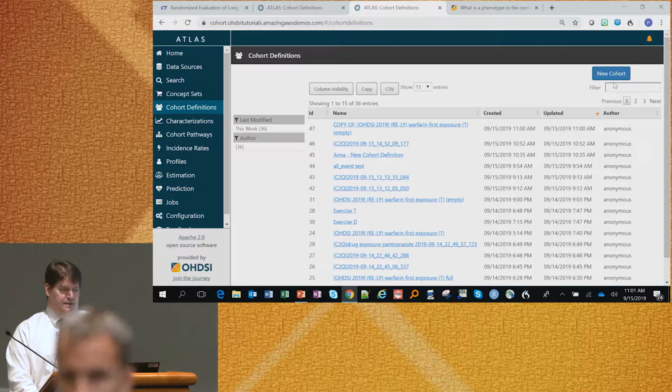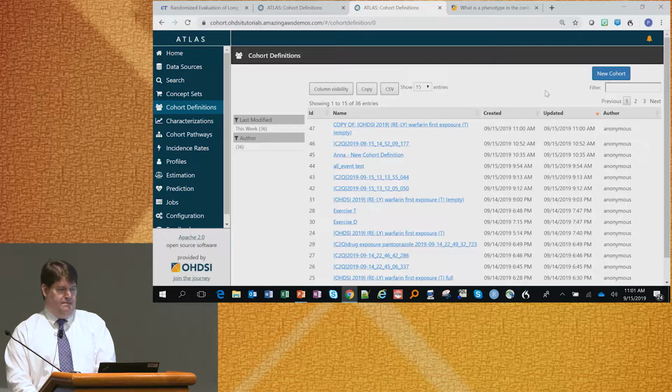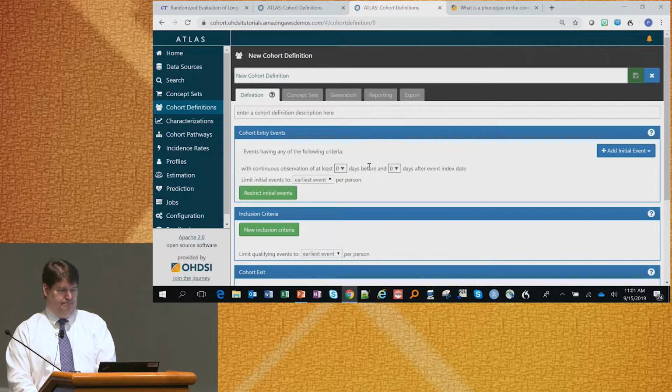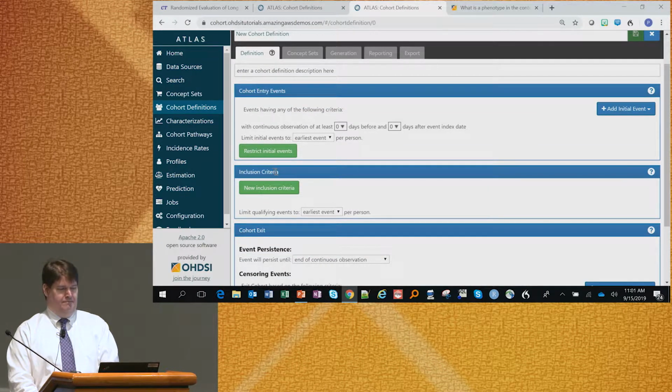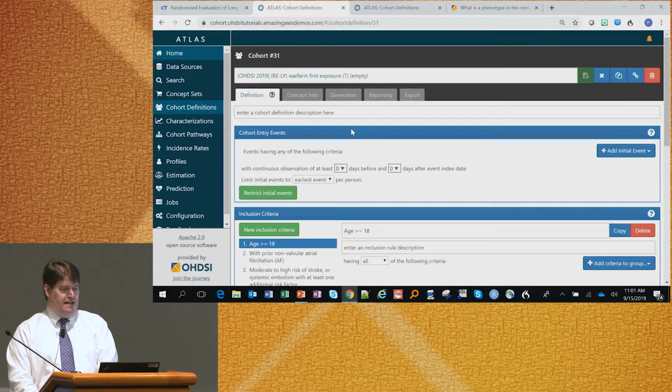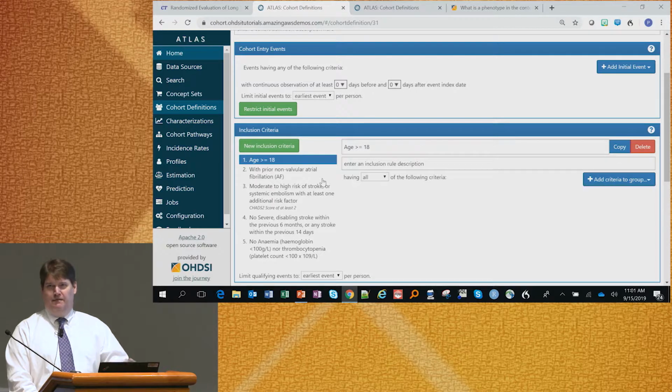But to start a new cohort definition, we just click New Cohort at the top, and that will send us to an empty cohort definition template. Notice no inclusion rules, no initial events or anything like that. Okay? All right.